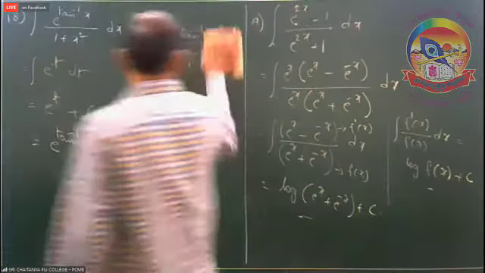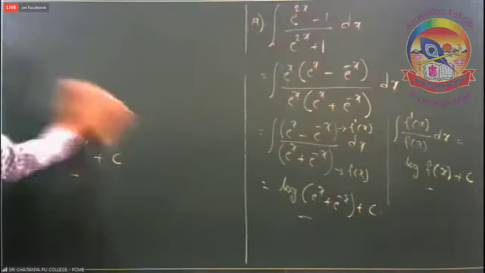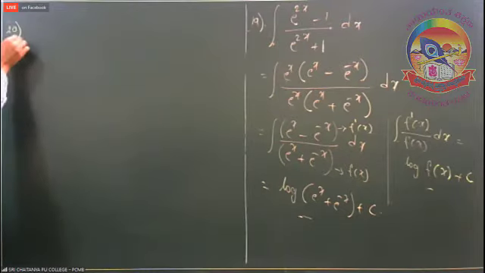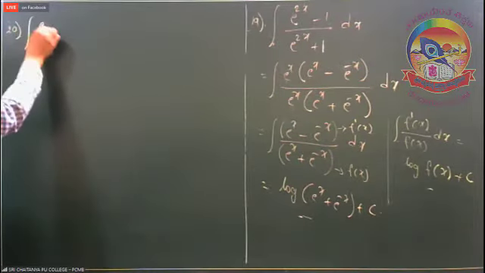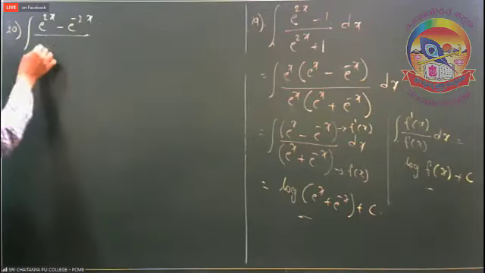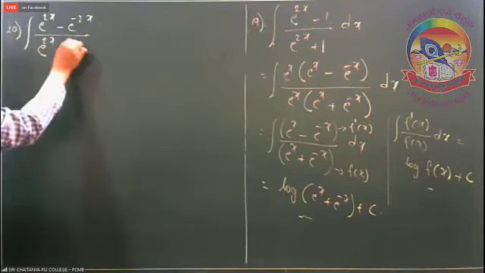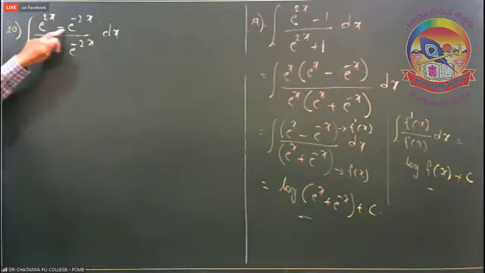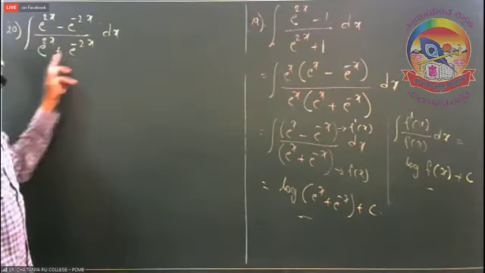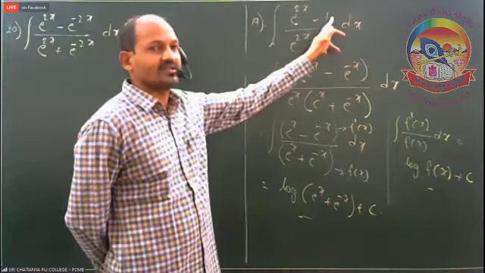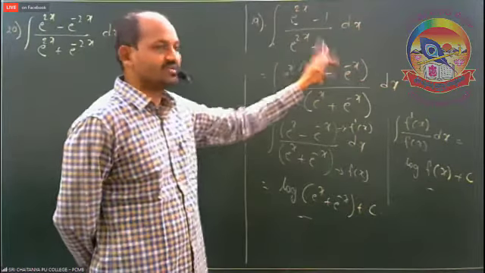Okay, right on next 20th question. Integral of e power 2x minus e power minus 2x divided by e power 2x plus e power minus 2x whole dx.